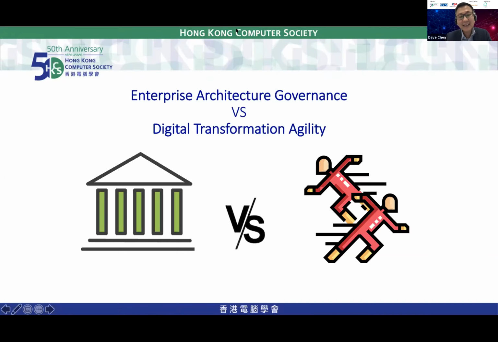For EA like us, without current and future enterprise views, it becomes very hard to manage the transition from current state to the future operating state. So how do we maintain EA governance while keeping the agility in the digital age? So digital EA becomes a very hard challenge.